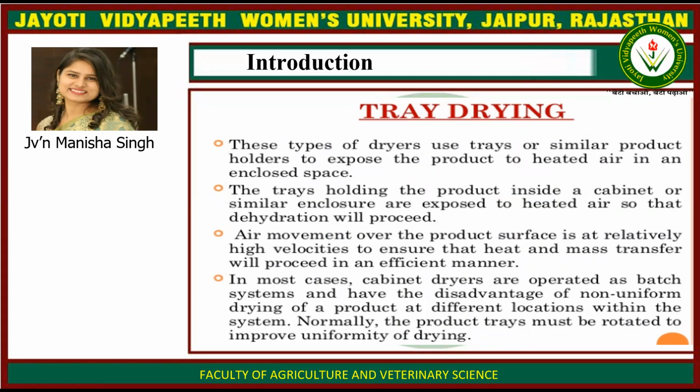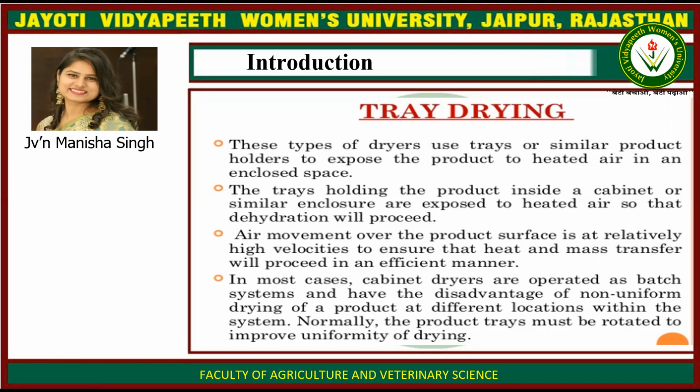These types of dryers use trays or similar product holders to expose the product to heated air in an enclosed space. The trays holding the product inside a cabinet or a similar enclosure are exposed to heated air so that dehydration will proceed. Air movement over the product surface is at relatively high velocities to ensure that heat and mass transfer will proceed in an efficient manner.